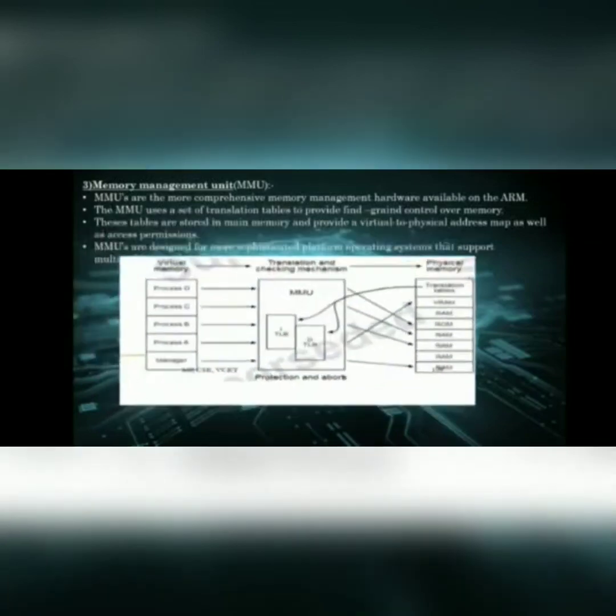So third point, these tables are stored in the main memory and provide a virtual to physical address map as well as access permissions. And fourth point is, MMUs are designed for more sophisticated platform operating systems that support multitasking.